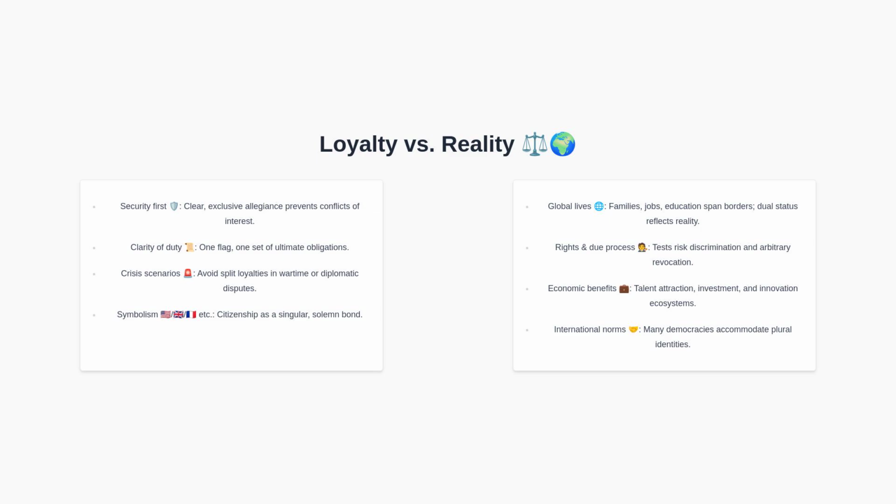On one side, proponents argue that exclusive allegiance enhances national security, provides clarity of duty, and avoids split loyalties during crises. They also emphasize the symbolic power of a single citizenship. On the other side, opponents note that modern life is inherently global, and dual citizenship reflects that reality. They stress the importance of due process and non-discrimination, highlight economic benefits linked to openness, and point out that many democracies manage plural identities without undermining security. With these competing values in mind, let's visualize how a loyalty test might function.